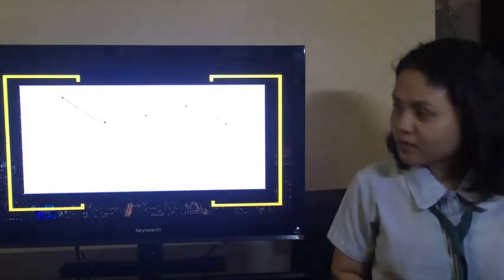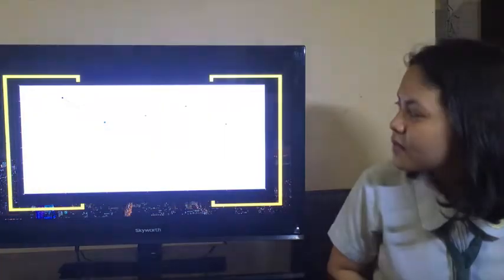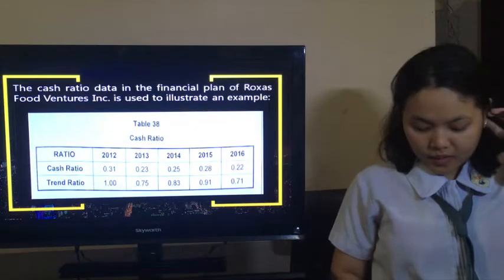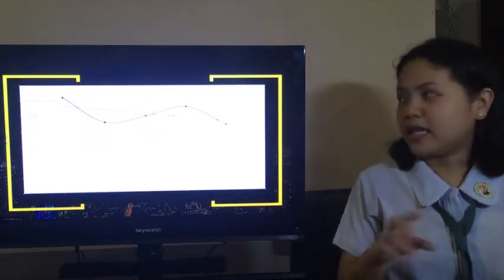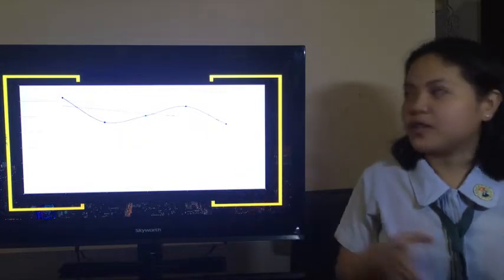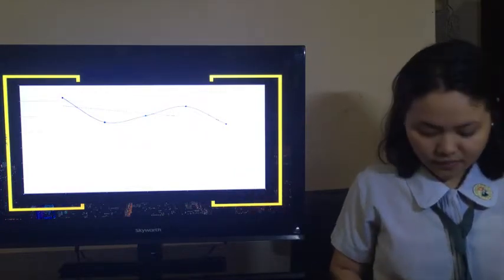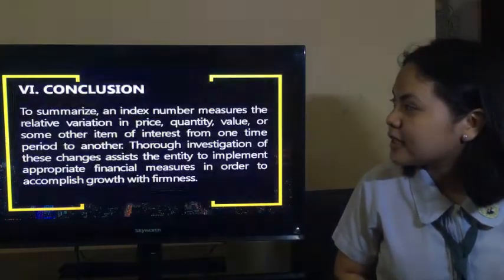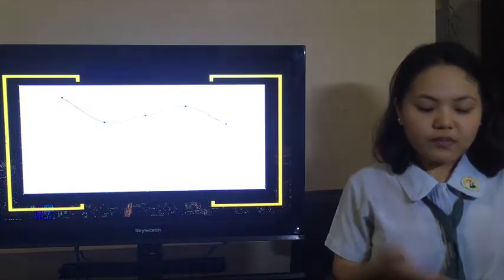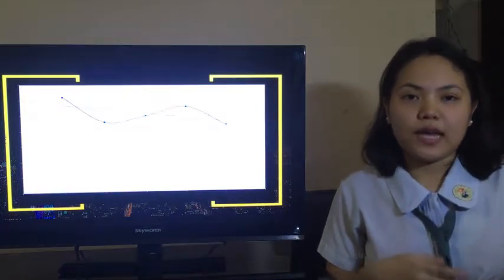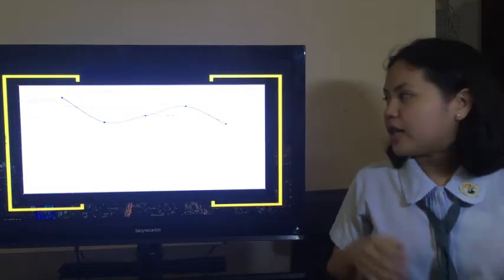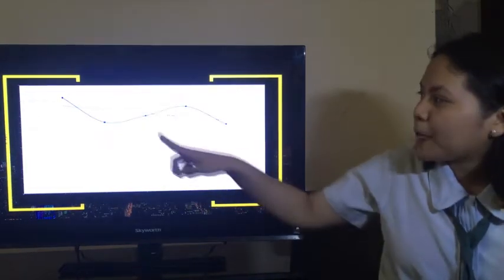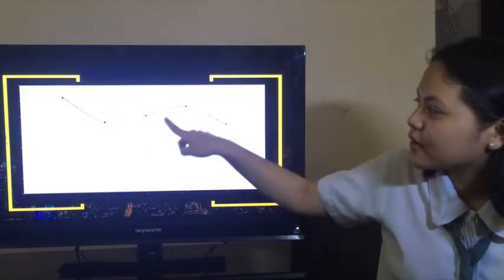So, to make a graph, I plot the data on Excel, and here's the result. So as you can see, the entity's cash ratio has an unstable trend, and it is generally decreasing. So here is the trend line.